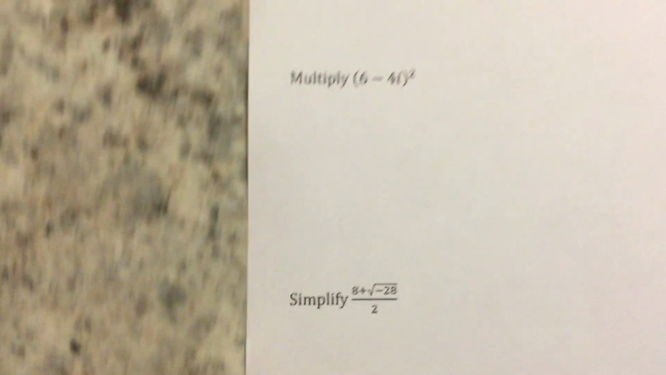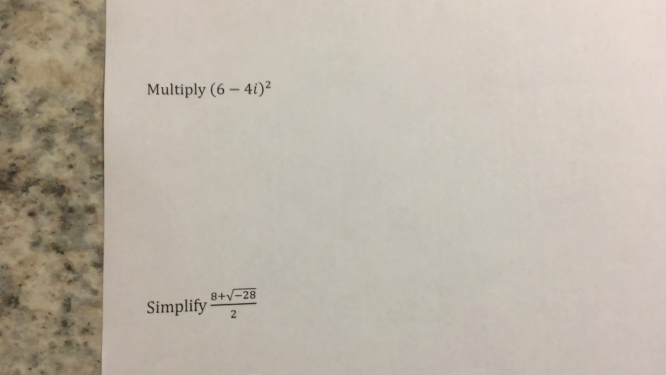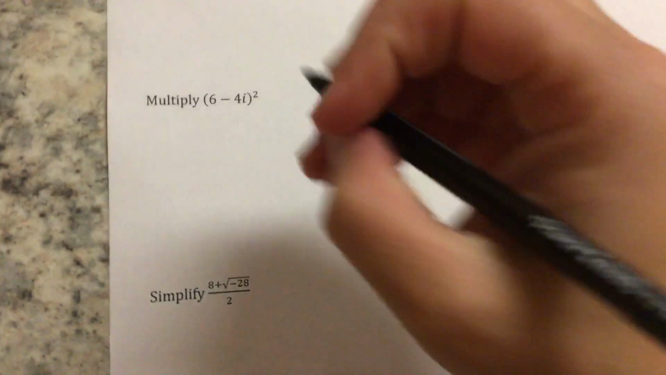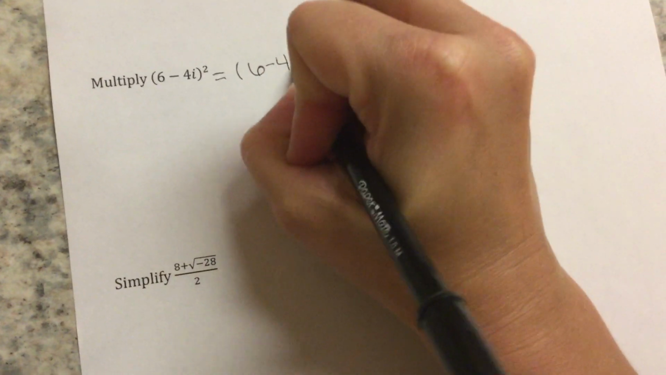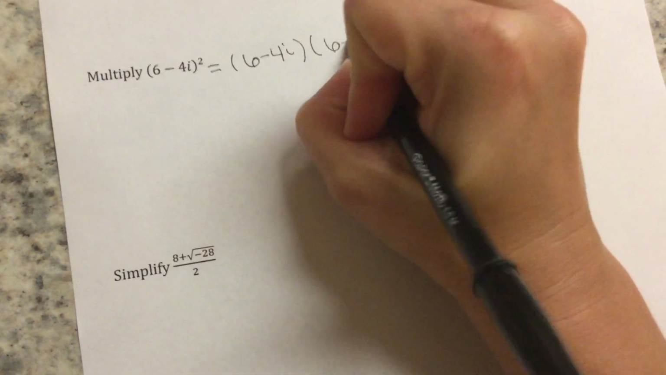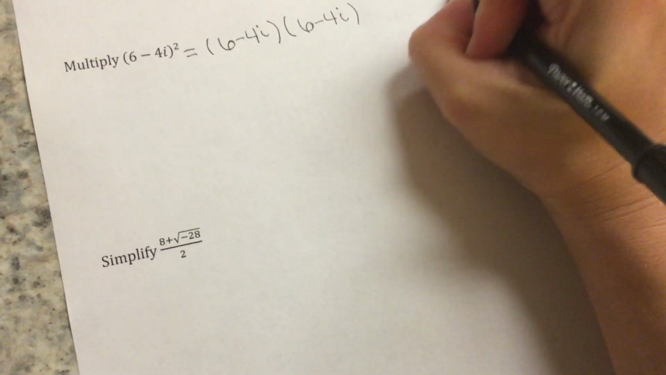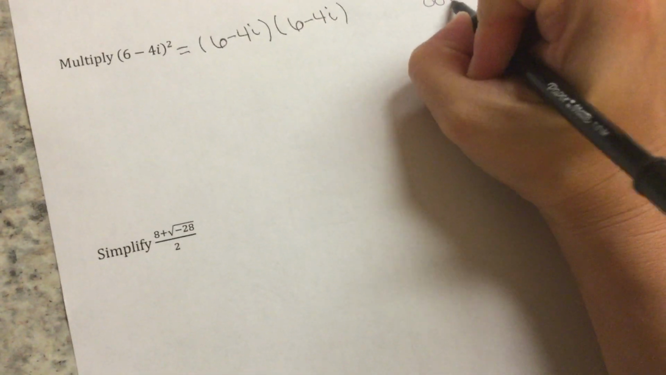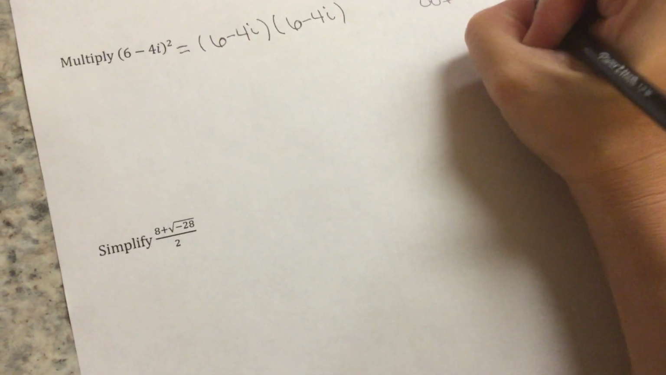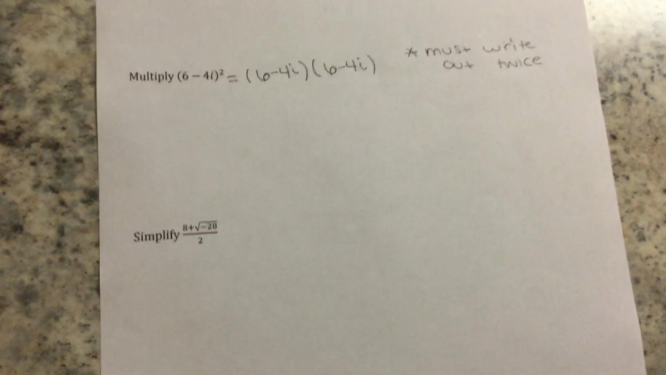All right, a few more examples for this section. The first one is 6 minus 4i squared. So just like we would with the polynomial, we would have 6 minus 4i twice. So I need to write it out twice. Very important. You must write it out twice. And then we're going to distribute.